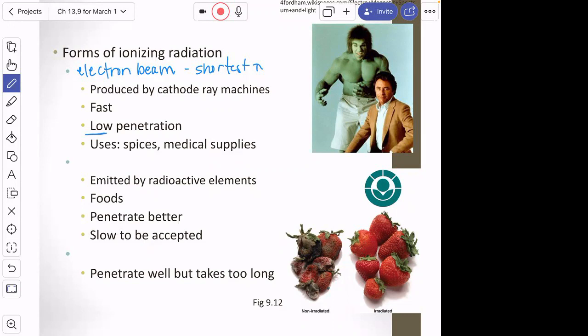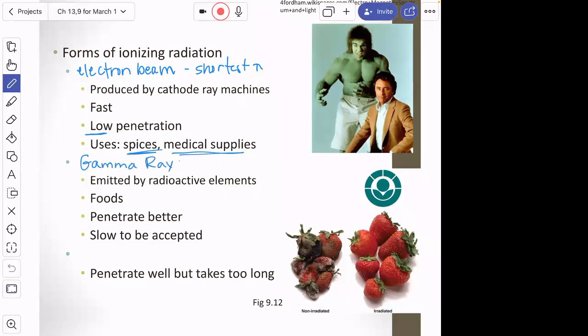Still lots of uses just for electron beams, sterilizing spices, medical equipment, probably the most common applications there. But because it doesn't penetrate very well, it's not going to penetrate through anything that's dirty. So it would be just kind of a final step, to make sure it's as clean as we can get it. It's not going to penetrate through solid things. Probably the gamma rays are going to have the biggest application.